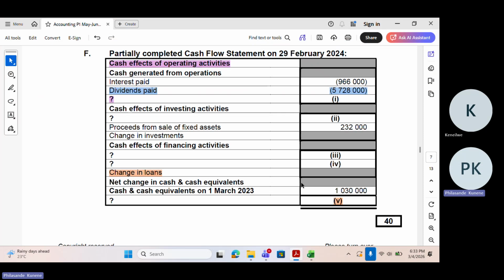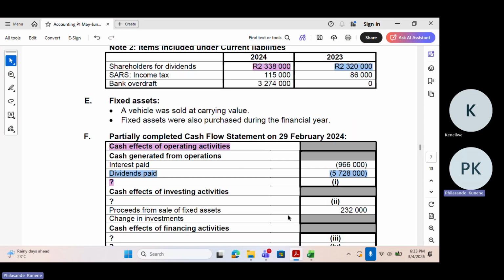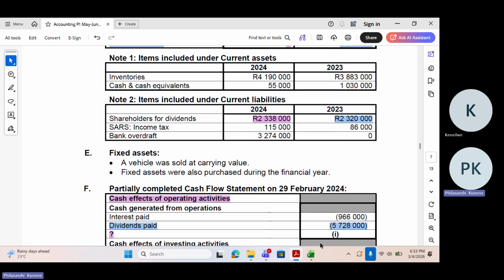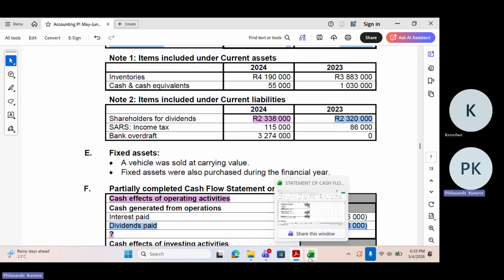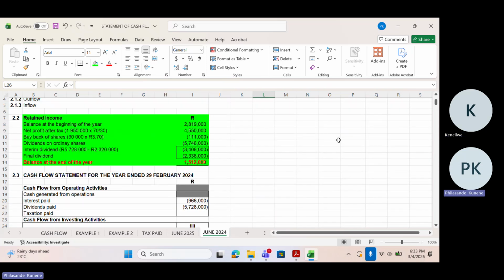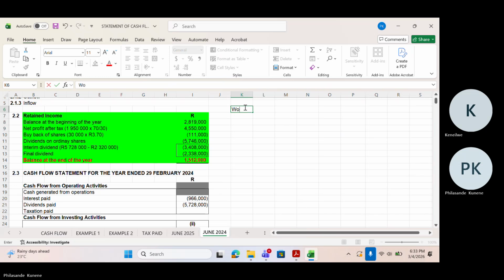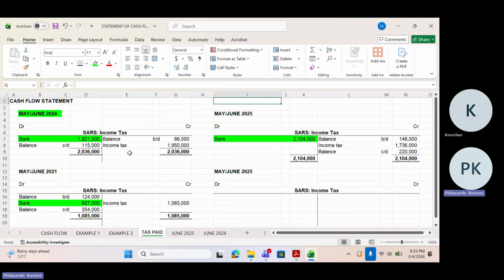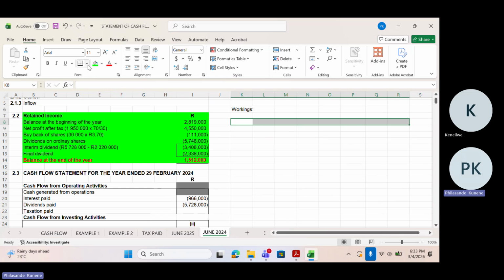Let's go and see from our information. I always say to you that for you to calculate the income tax, you need to do a general ledger account. We need to do a general ledger account. Okay, so let's do those workings here, so that we are able to get that general ledger account. Let me just draft it again.